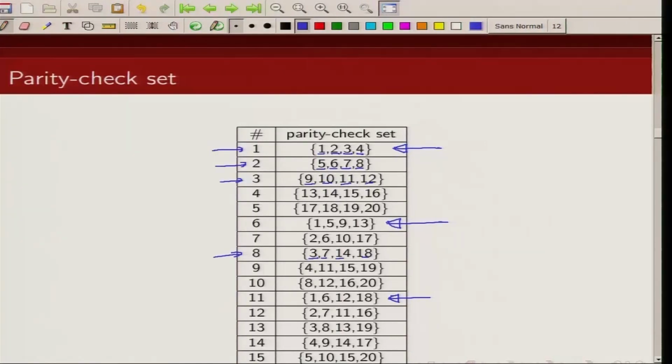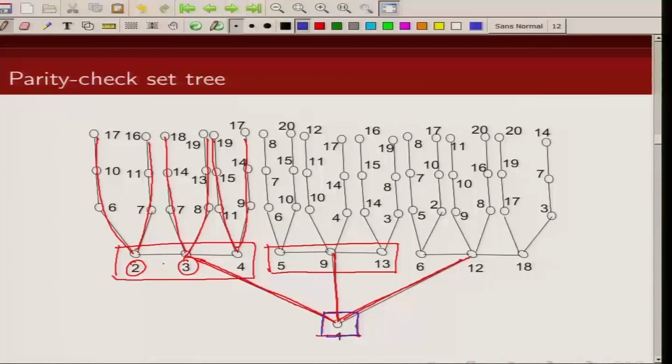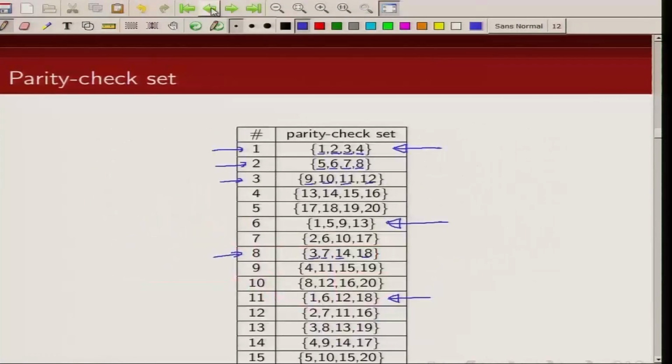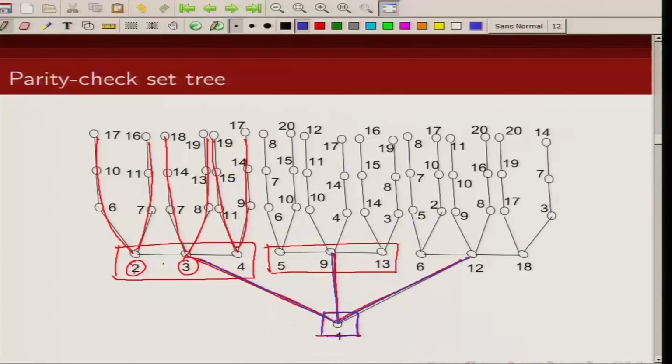So, we are going to draw 3 lines corresponding to each of these parity check sets. So, that is what we have done. This is one line, this is another line, this is another line. Now, next what we have done is we have written all the nodes that participate in the parity check set. So, if you look at this one, in addition to 1, the other bits are 2, 3 and 4. So, we are writing like this: 2, 3 and 4.